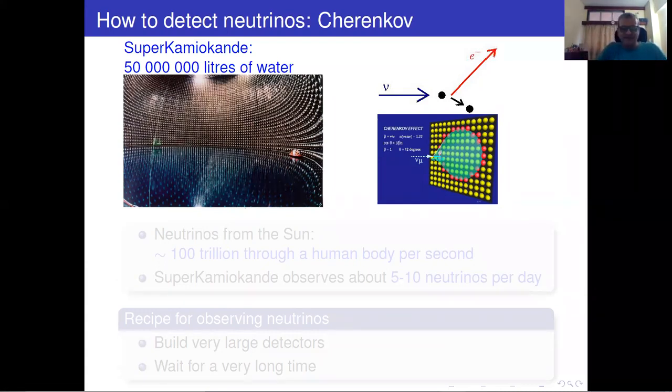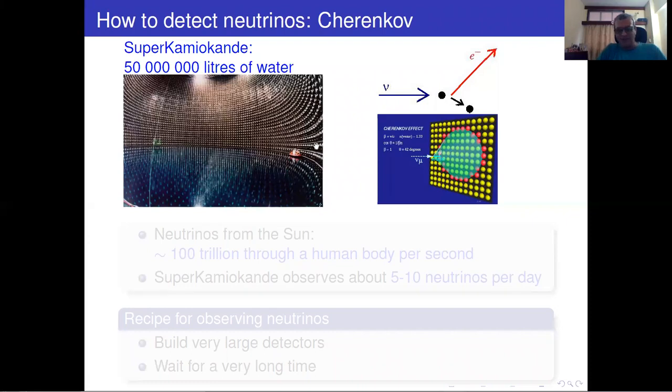So let's take the example of this detector, which is Super Kamiokande, in Japan. This detector essentially consists of about 50 million liters of water. So what you see here is of course a huge tank. It's very hard for me to give you an estimation of what 50 million liters of water looks like, but you can imagine by looking at this picture, where this is a big tank of water in which you will see a small boat, and the boat has three people sitting. That gives you the kind of scale of the detector.